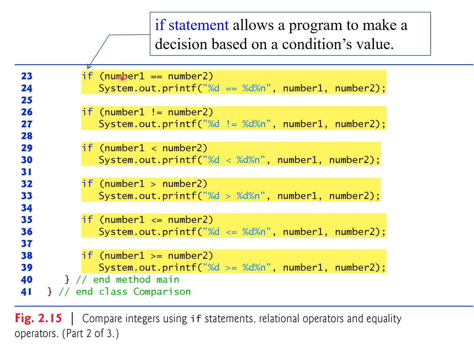In this example, each if statement simply displays the comparison expression between number1 and number2 if that comparison is true. For example, in the first if statement, if number1 is equal to number2, then it will display the expression number1 equal number2, where number1 and number2 are replaced by their current values.